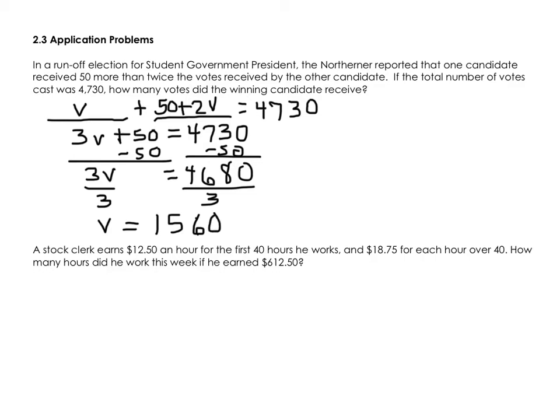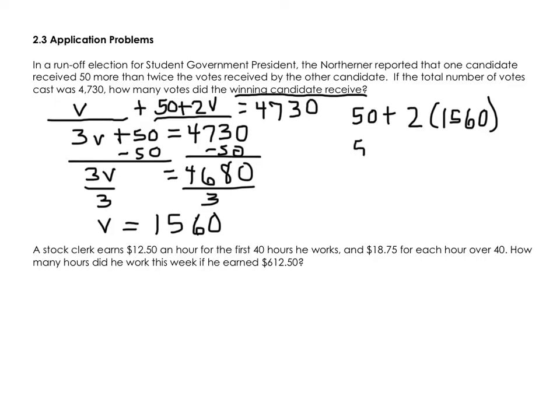1,560. Did the person who received 1,560 votes, did that person win the election? I don't think so. I think the person who won the election, and that's what we want, the winning candidate. How many votes did the winning candidate receive? So I think the person who received 50 plus 2V, and V is 1,560, I think the person who won received that many votes.